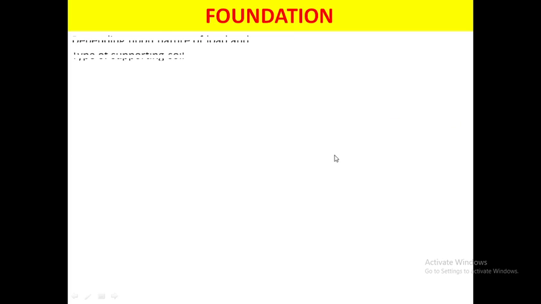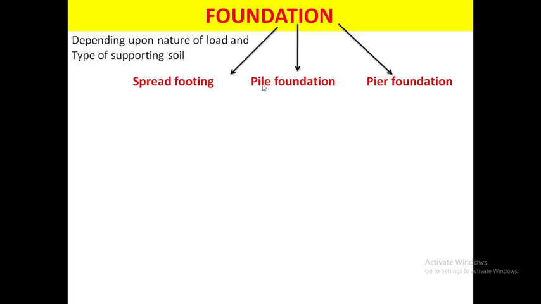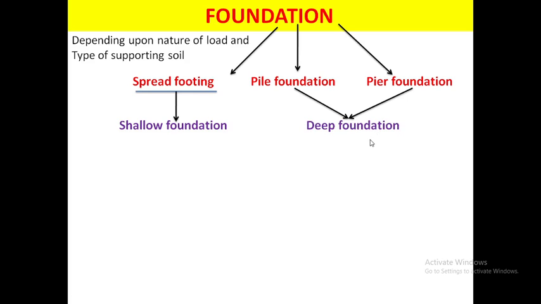Depending upon the nature of load and type of supporting soil, there are three types of foundation: spread footing, pile foundation, pier foundation. In this classification, spread footing comes under shallow foundation, and pile and pier come under deep foundation.